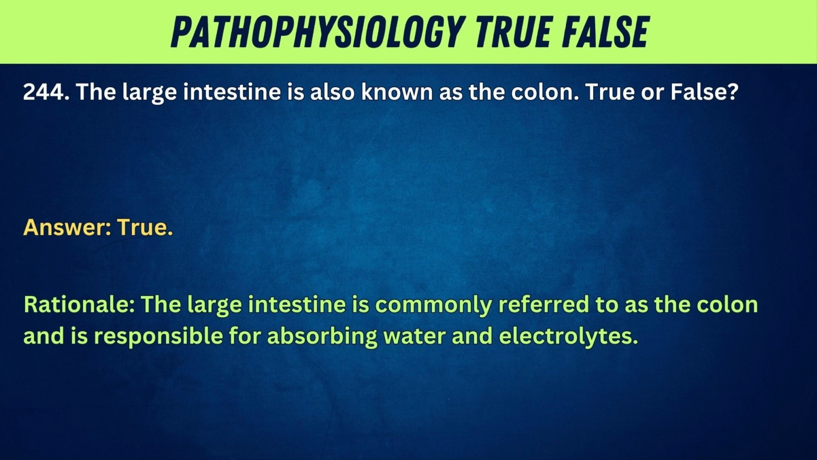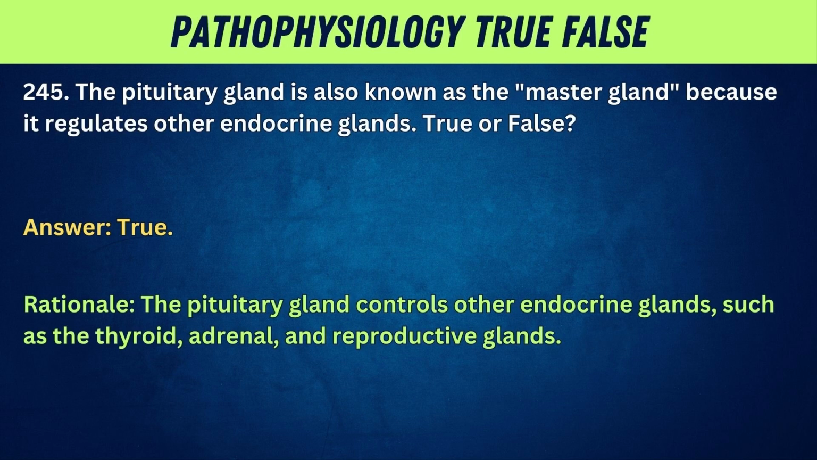244. The large intestine is also known as the colon. True or false? Answer: true. Rationale: the large intestine is commonly referred to as the colon and is responsible for absorbing water and electrolytes.